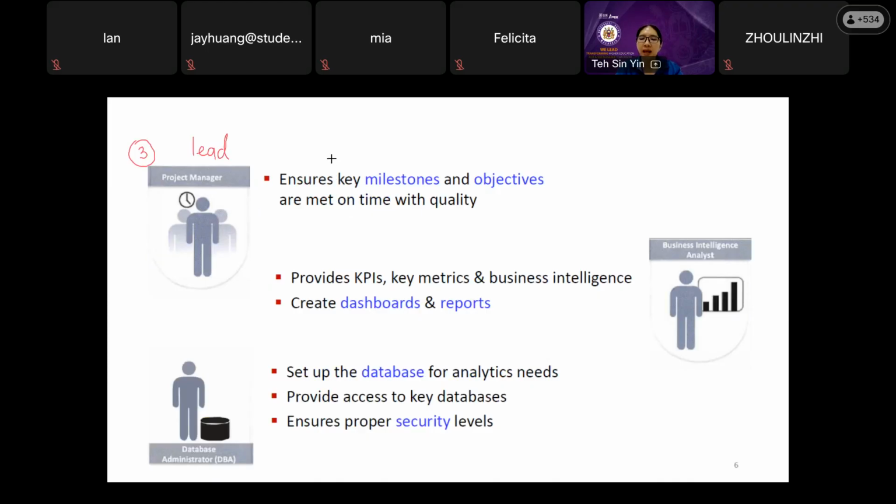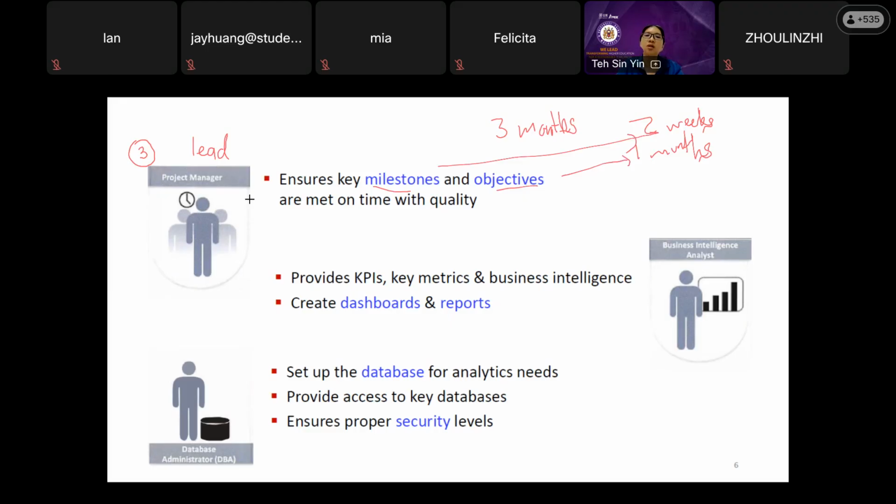So he has to ensure key milestones and objectives. Milestone means when you should complete the first part of the project, when you must complete the second part of the project. Let's say you are given 3 months to complete the project. So during the first 2 weeks, what you must achieve. After 1 month, what you must achieve. Okay, so this milestone and objective comes from the project manager.